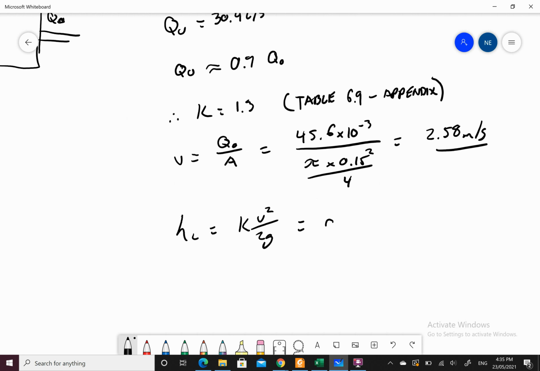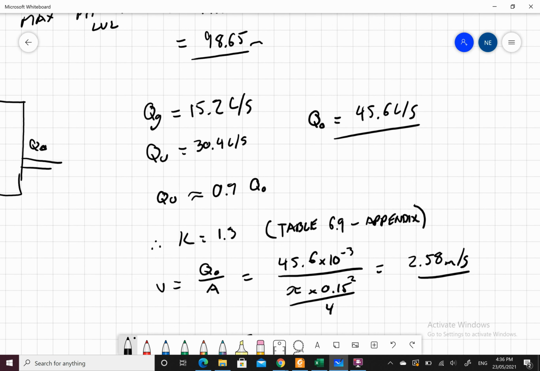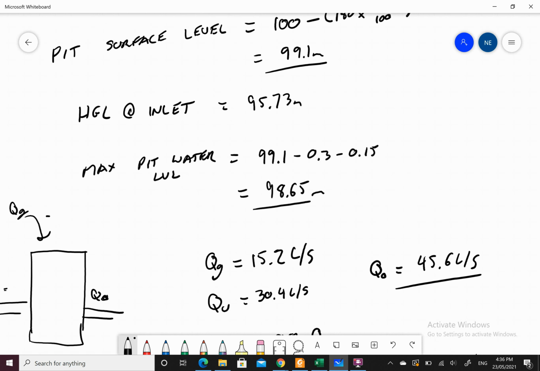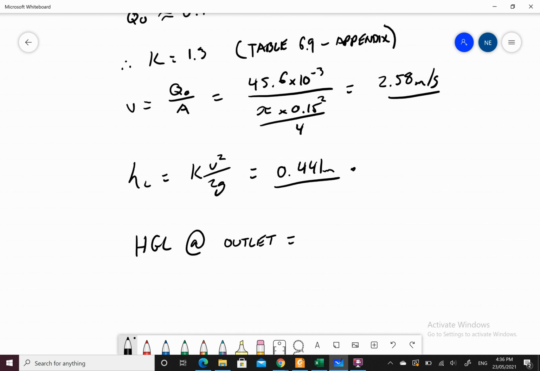and what we end up with is 0.441 meters. So now we keep going through our numbers. Our hydraulic grade line at my outlet is equal to, where are we? My hydraulic grade line at my inlet. So this one here, subtract the losses.